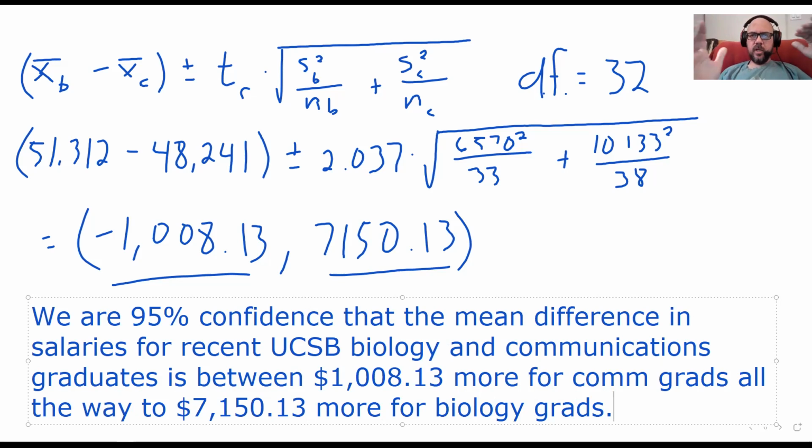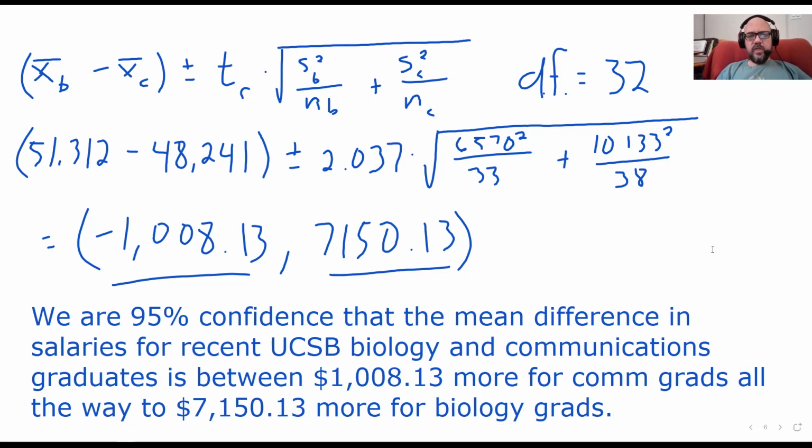So I'm really just trying to get across the idea that at the bottom end here, we could have communications grads making up to $1,000 more than biology grads. And at the top end, we could have biology grads making up to $7,150 more than communications grads. And anything in there is reasonable as far as we're concerned, because we don't know where the difference lies, right? Our data was $3,000 in favor of biology grads, but the uncertainty was so large that it extended all the way past zero to the negative side, and way up into the 7,000s on the positive side.